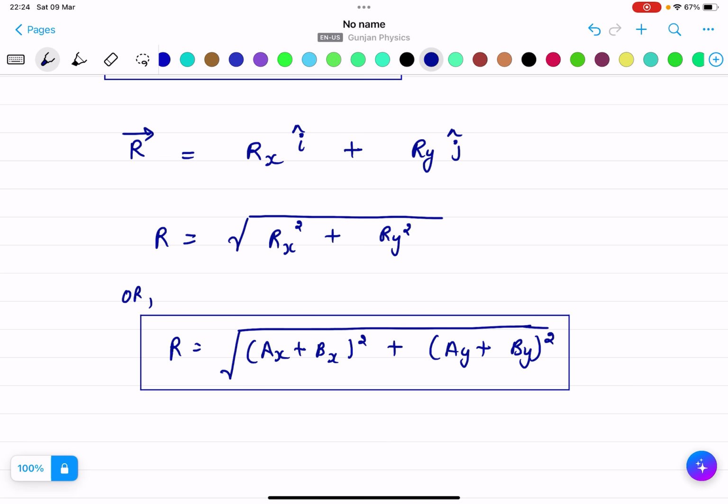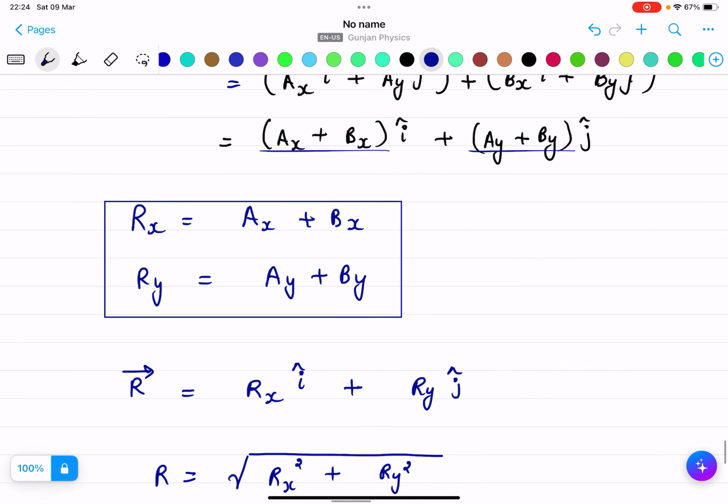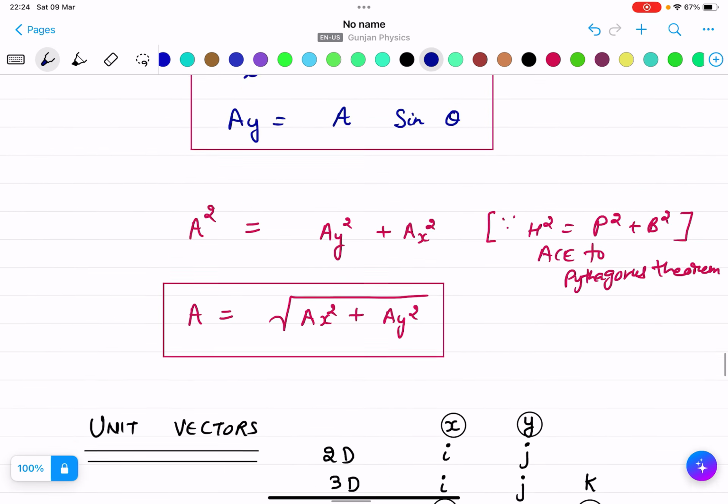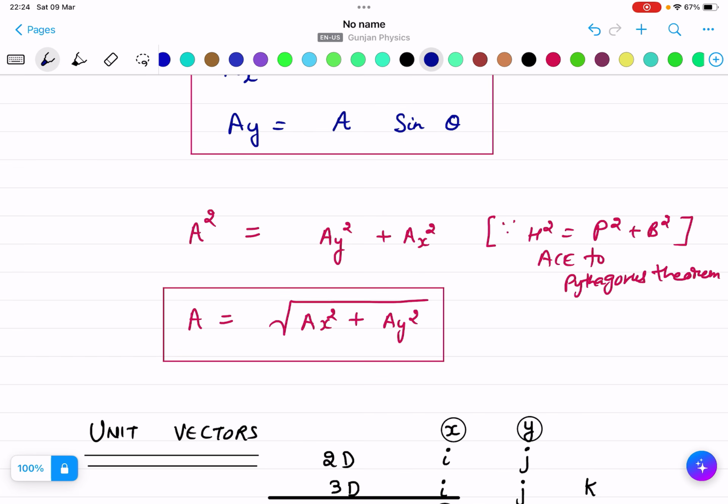Okay, so we will do the numericals based on this topic, but this is basically the theory for the topic vectors. It will be more clear when we do the numericals based on this topic.